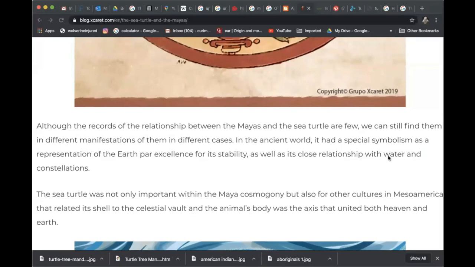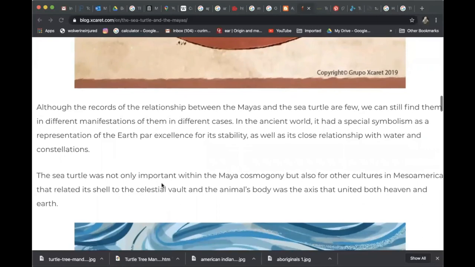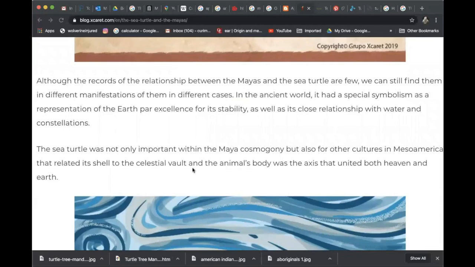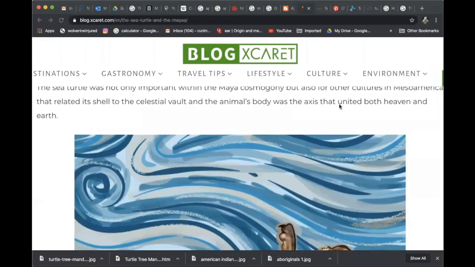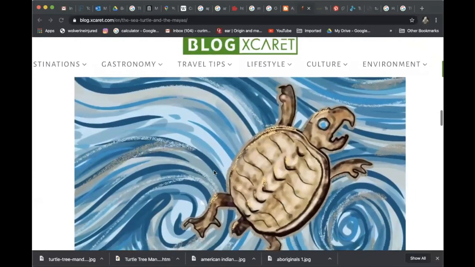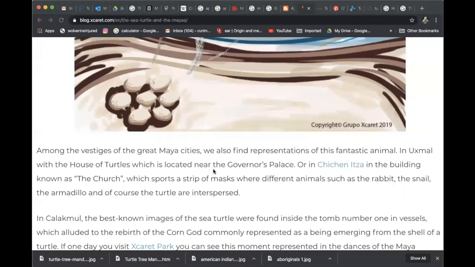And constellations. The sea turtle was not only important within the Mayan cosmogony, but also for other cultures in Mesoamerica that related its shell to the celestial vault. They're talking about the firmament, the shell, the top of it, and the animal's body was the axis that united both heaven and earth, all right? Among the vestiges of the great Maya cities, we also find representation of this fantastic animal in Uxmal with the House of Turtles, which is located near the Governor's Palace, or in Chichen Itza in the building known as the Church, all right? Here we go.